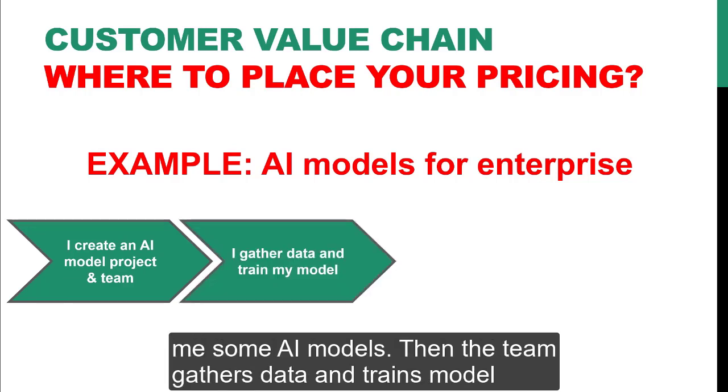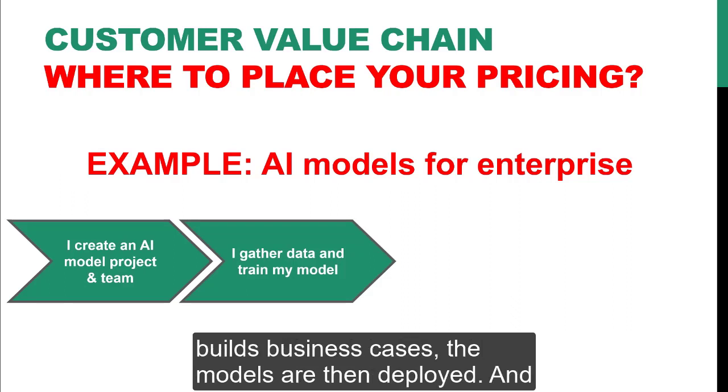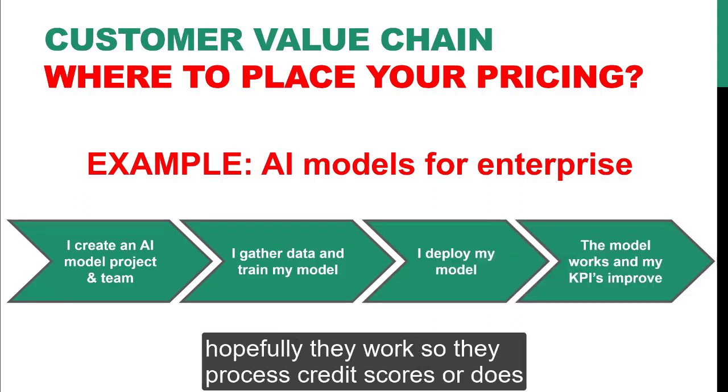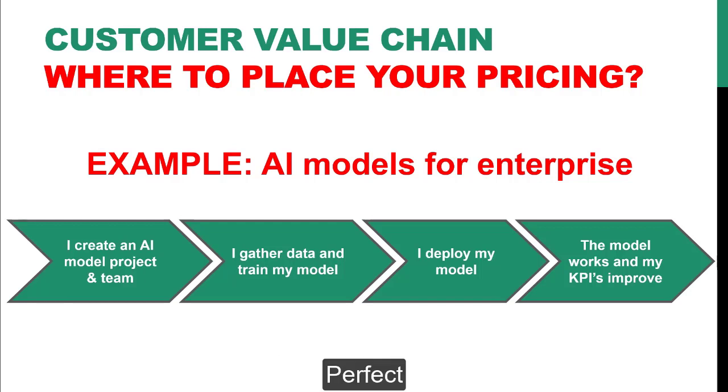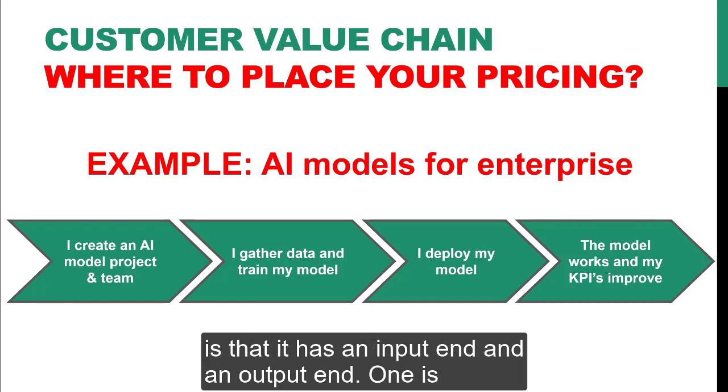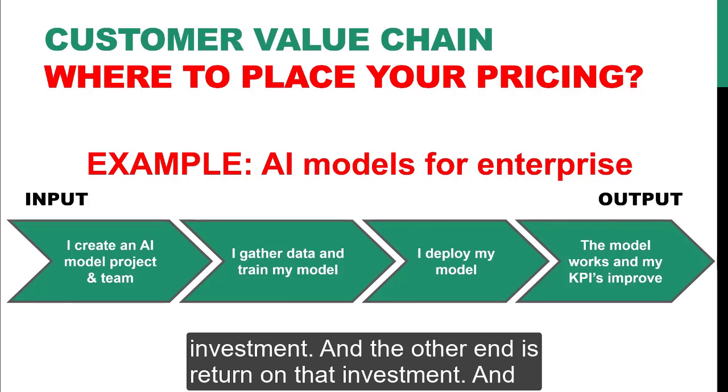Then the team gathers data and trains models, builds business cases. The models are then deployed and hopefully they work. So they process credit scores or do something else. Perfect. Good AI project. What we need to understand in this value chain is that it has an input end and an output end. One is investment and the other end is return on that investment.